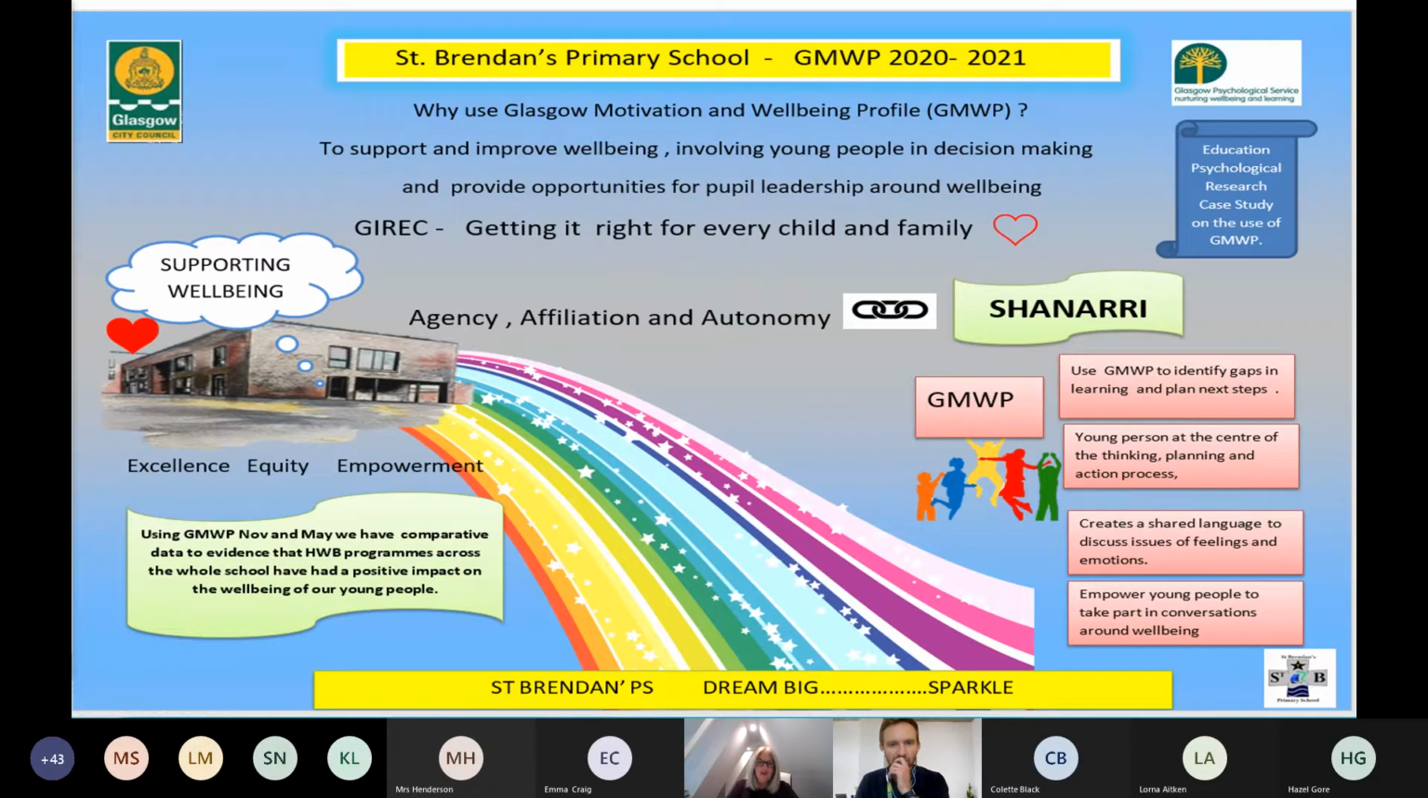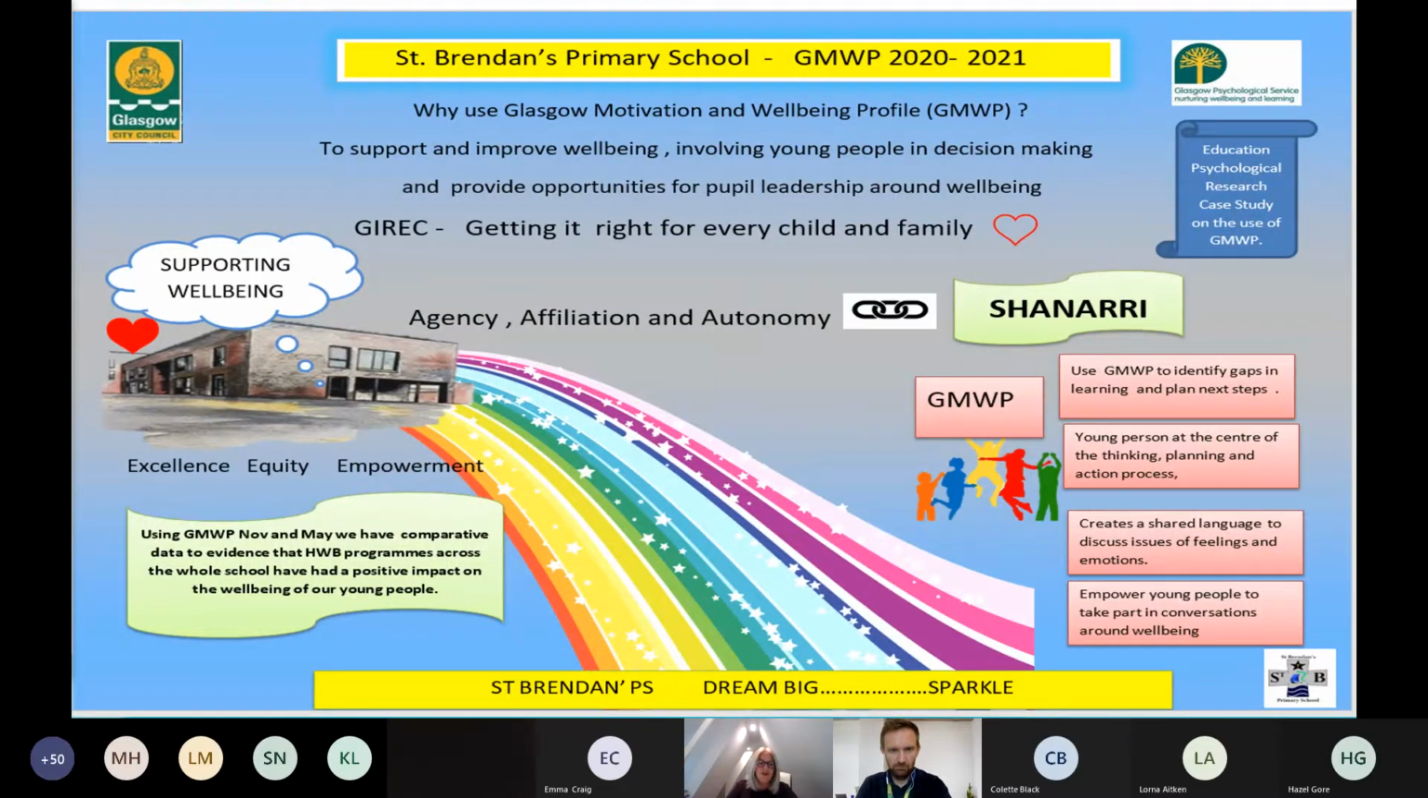So this is our story. This is St Brendan's Primary School in Yoker in the northwest of Glasgow. And this is our story from 2020 to 2021 of how we've used the GMWP. It's a one-page summary, but to take you back 4 years, we started looking at developing the GMWP as part of gathering evidence for one of our PEF interventions.